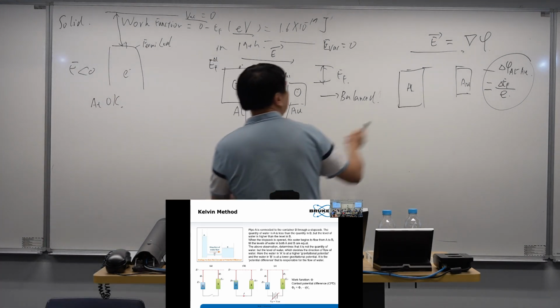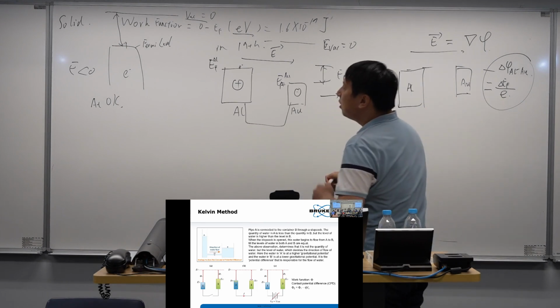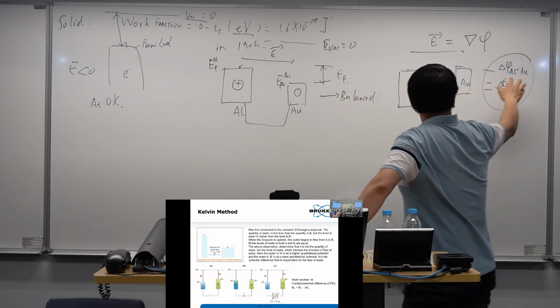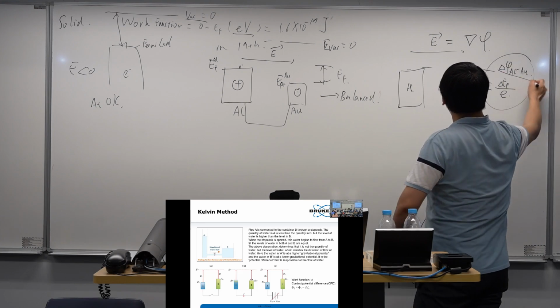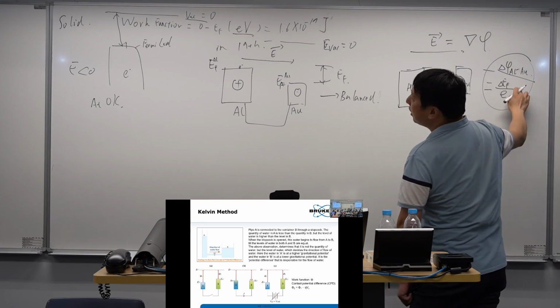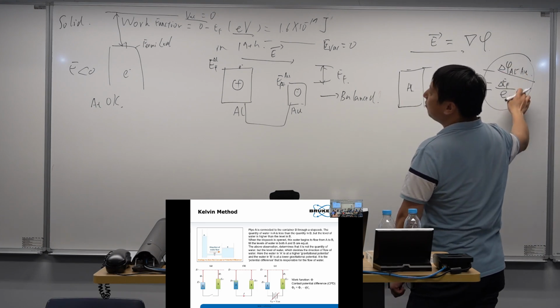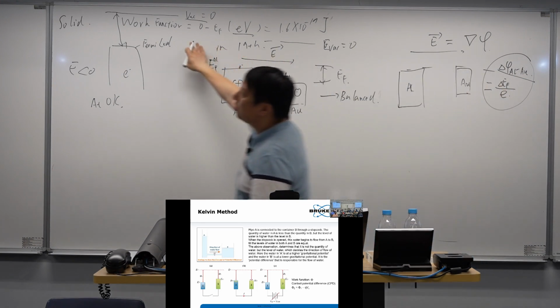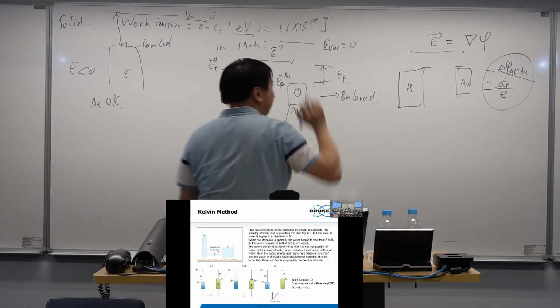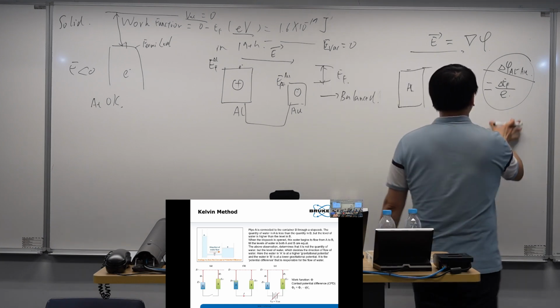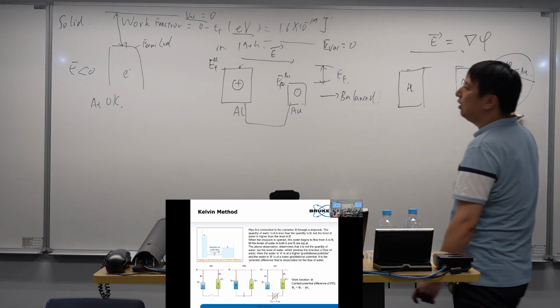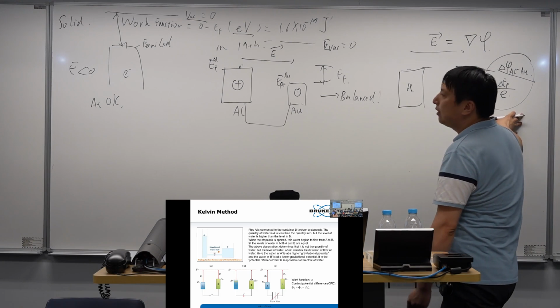And in quantity, it equals to that. So if we can measure the potential difference, we can measure the Fermi level difference. If we measure the Fermi level difference, we measure the work function difference. So this Kelvin's method is used to measure that.